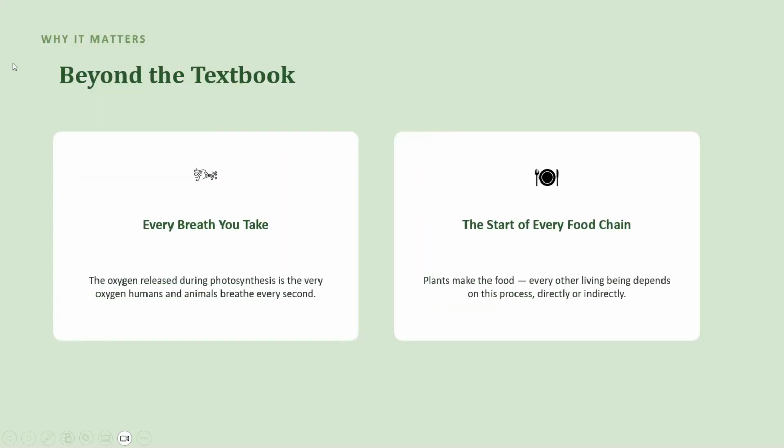Here is why this matters beyond the exam. Photosynthesis is not just how plants survive, it's the reason we have oxygen to breathe at all. Every breath you take right now exists because somewhere a plant performed photosynthesis. It's also the very first step of almost every food chain on Earth. Plants make the food, and every other living being directly or indirectly depends on it.